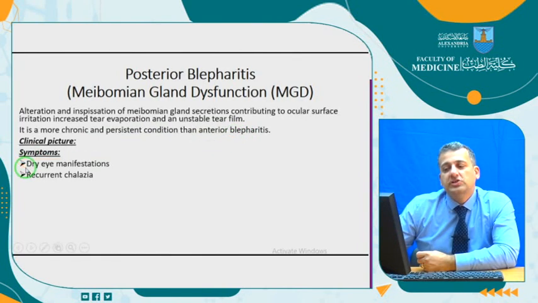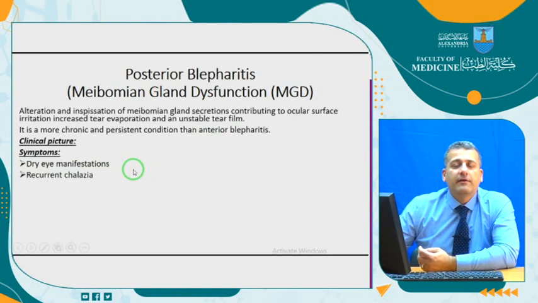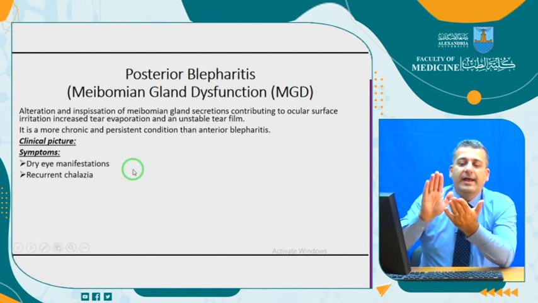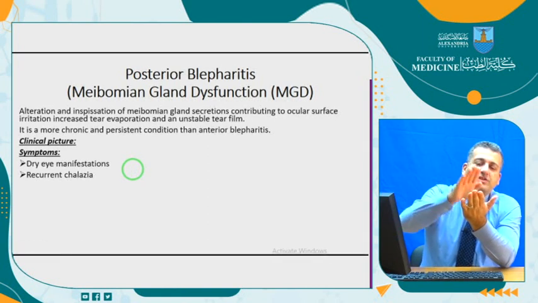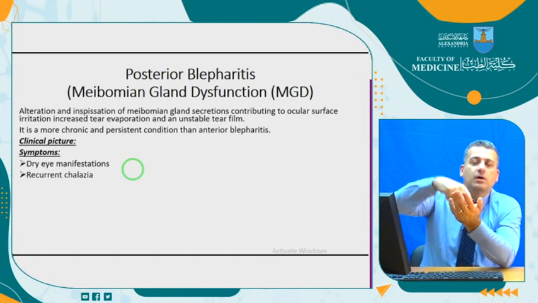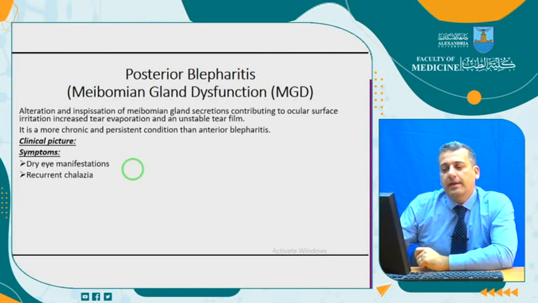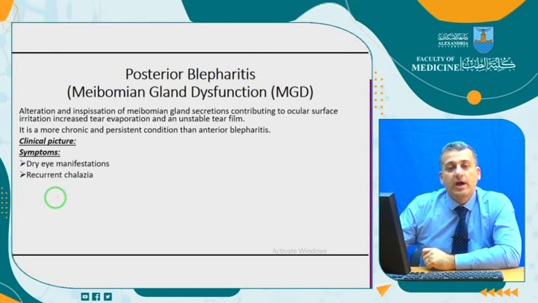The symptoms: dry eye manifestations. What are dry eye manifestations? Foreign body sensation, frequent blinking, a feeling that your eye is adhering to the lid, especially when I wake up in the morning. I cannot open my eyes as if they are attached to the lid by Velcro tape. Okay, these are signs of dry eye.